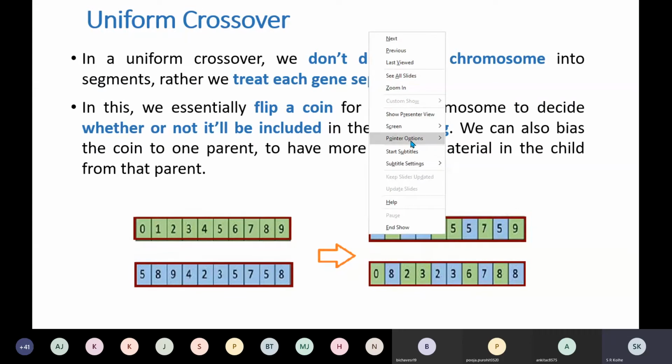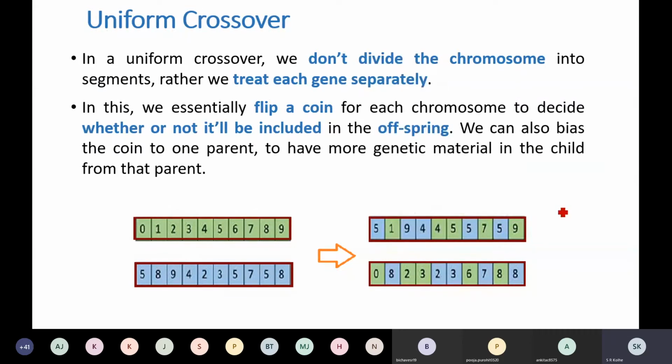So in uniform crossover, the basic mechanism says that you are not going to divide the chromosome into segments. You are going to treat each gene separately. Remember this. In uniform crossover, no concept of segments, but each gene, that means each bit or each digit, you are going to treat it separately.